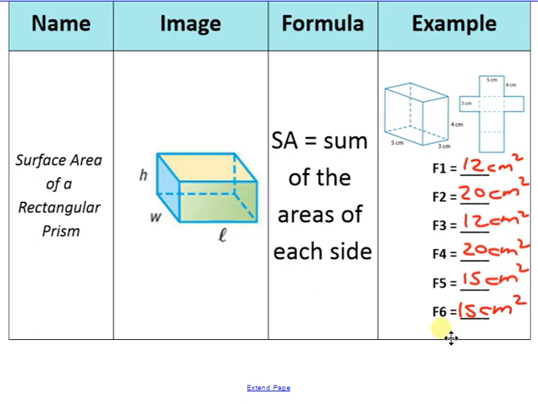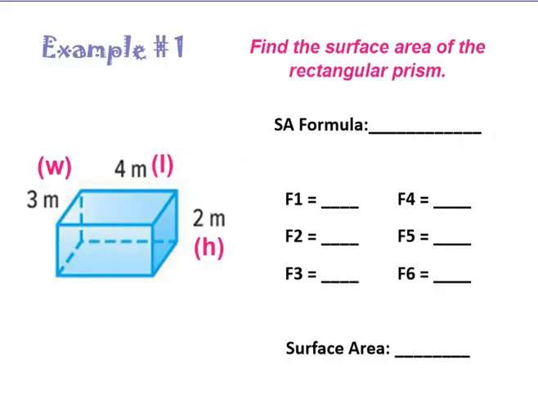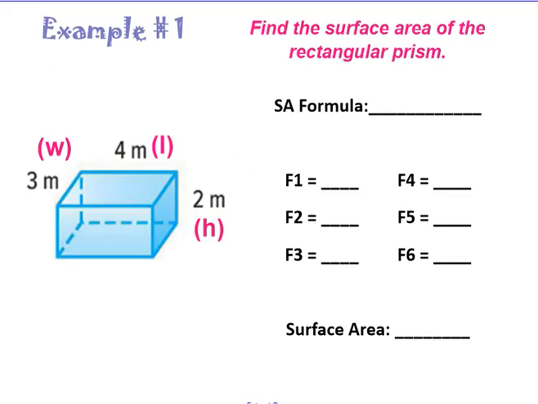So we're going to do 12 plus 20 plus 12 plus 20 plus 15 plus 15, and we're going to get a total of 94 centimeters squared, and that is the surface area. It would work the exact same way if you were using the net. And again, because it's surface area, area is always squared. So let's go ahead and look at our first example. And remember, you can always pause it if you need more time on your formula sheet.